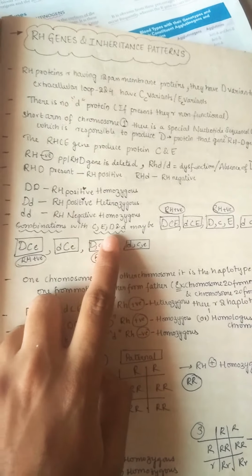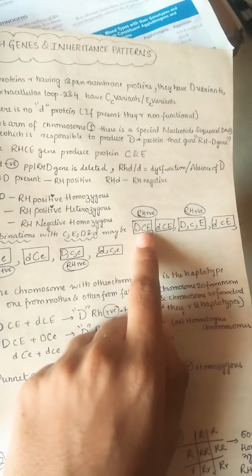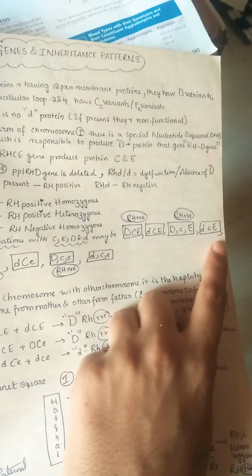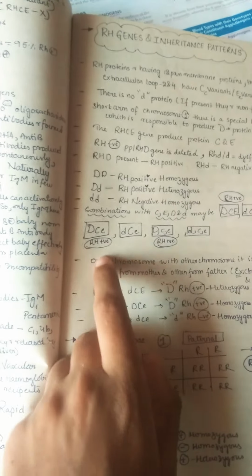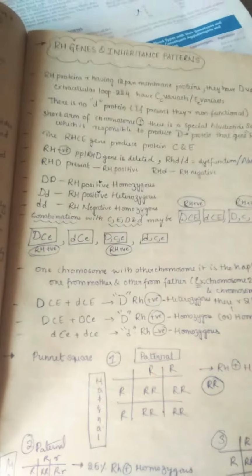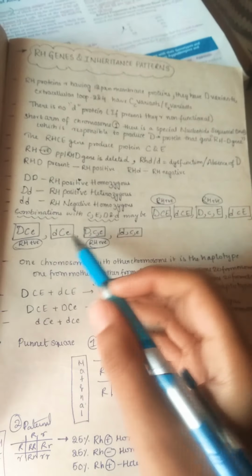So combinations with C, E, D may be like this. You can see here capital D is positive, small d negative, capital D present then positive, small d negative. So by seeing this, mainly capital D only we can find out. No need to look at capital C, capital E. They are of least importance.